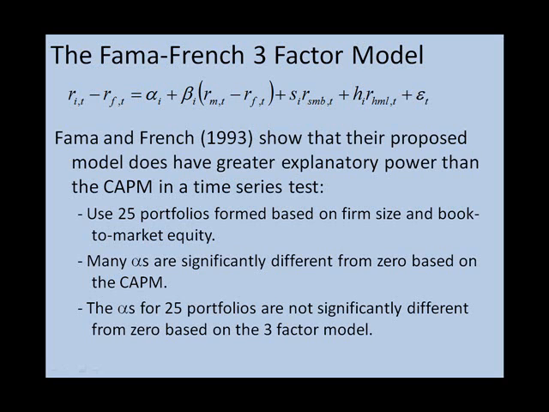When they reran those tests, but used the three-factor model, not the CAPM, they found that the alphas, or the intercepts for the 25 portfolios, are not significantly different from 0. And this, they say, is evidence that the three-factor model is better than the CAPM, and that it is able to explain the returns better than the CAPM.